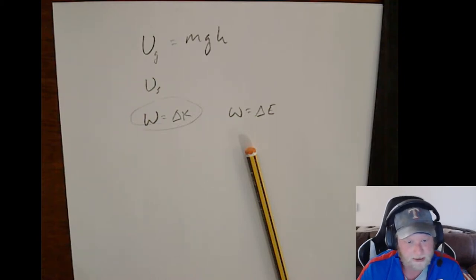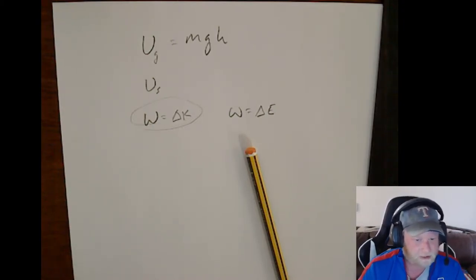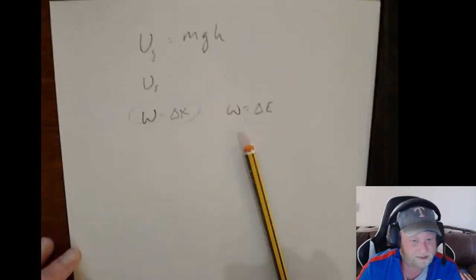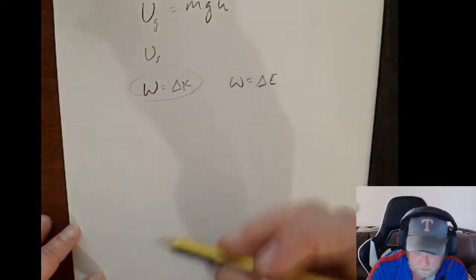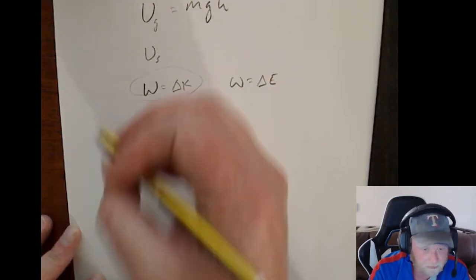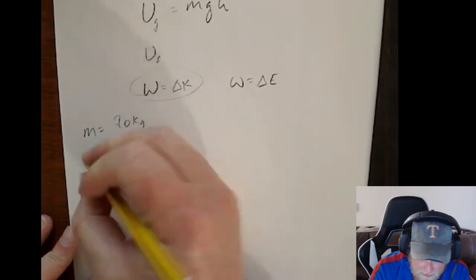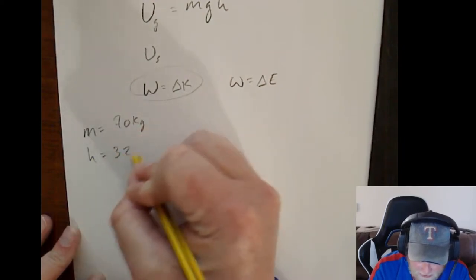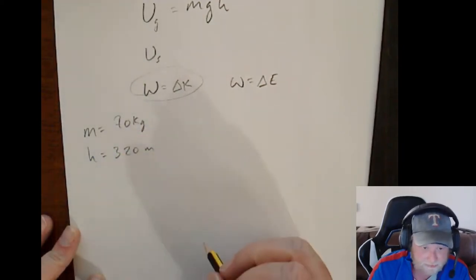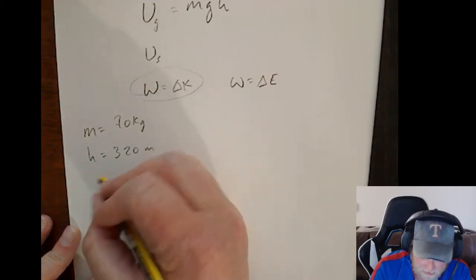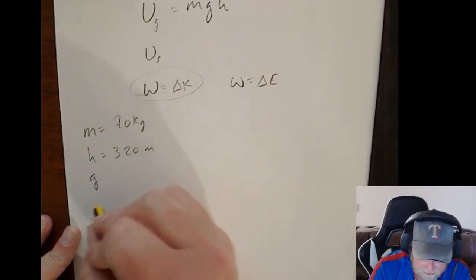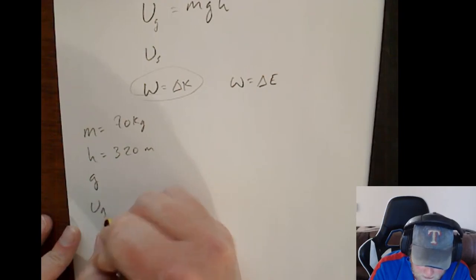So these people are running up the Empire State Building. They climb a total vertical distance of 320 meters. We want to know how much gravitational potential energy a 70-kilogram racer gains during this race. So let's start by listing out what we know. The mass is 70 kilograms. The height that they ascend is 320 meters. We know g, and we want to know the gravitational potential energy.